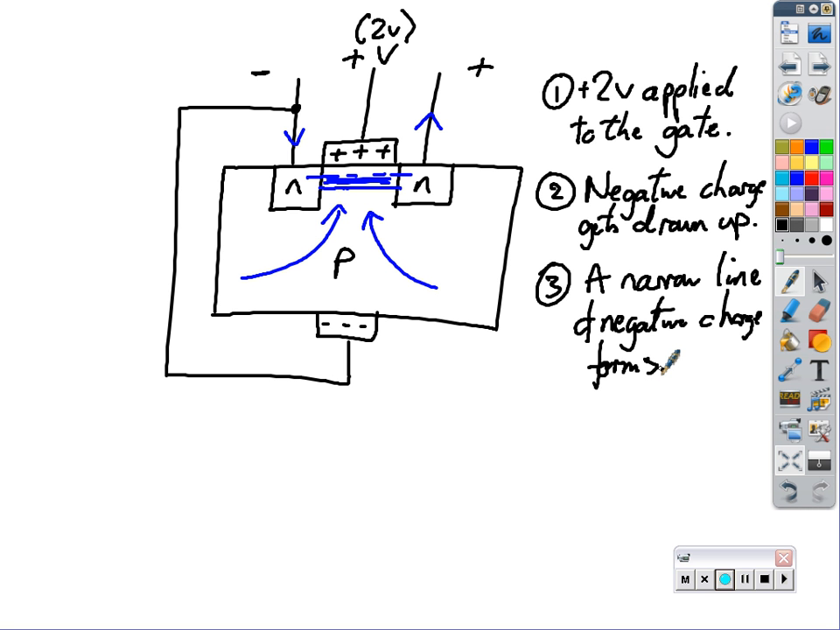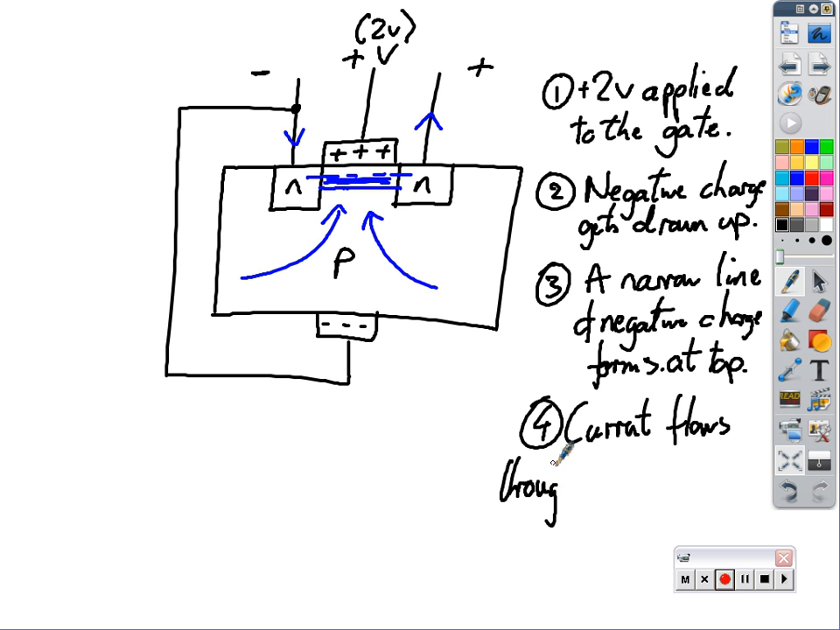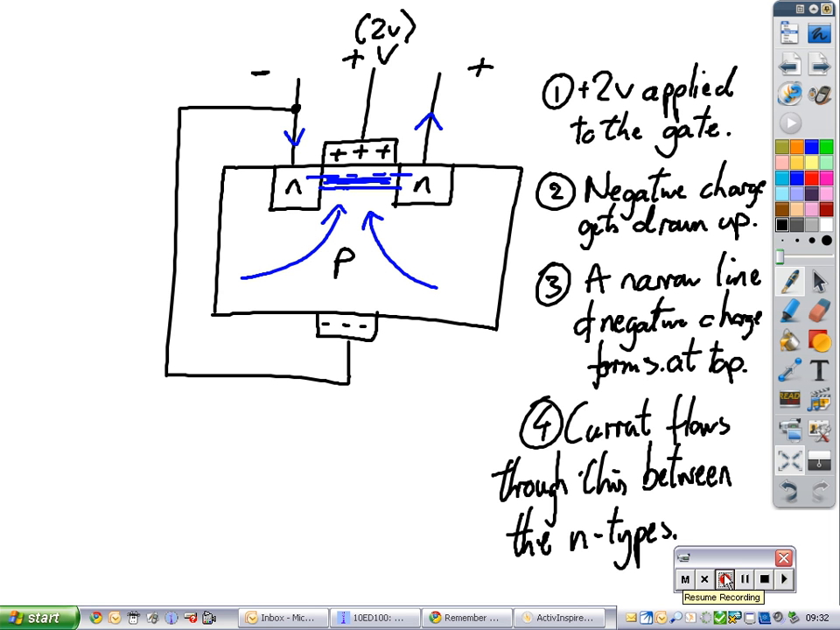So a narrow line of negative charge forms at the top, and then current flows through this, between the N types. Okay, so that negative charge all gets drawn up to the top, and then the current can flow along that little thin strip of negative charge at the top and give us a current. Okay, so that's MOSFET's done.